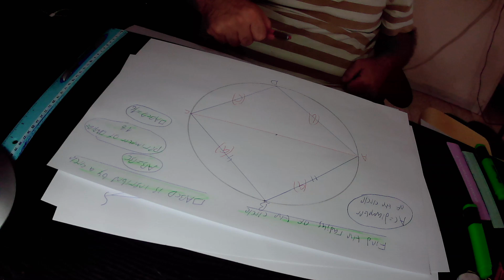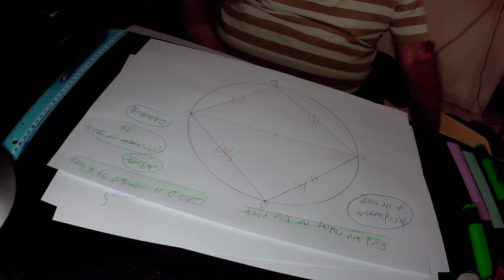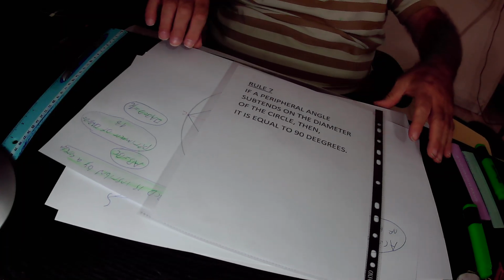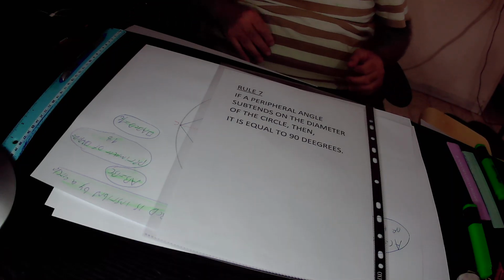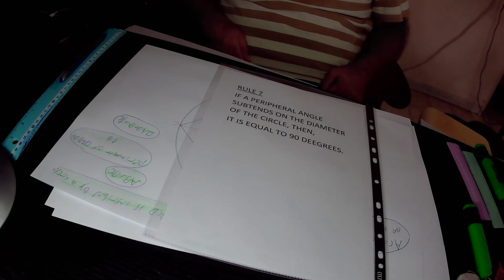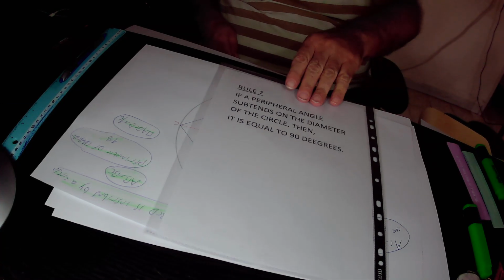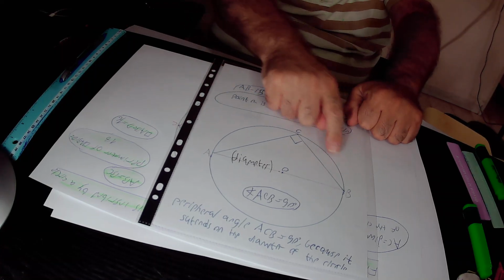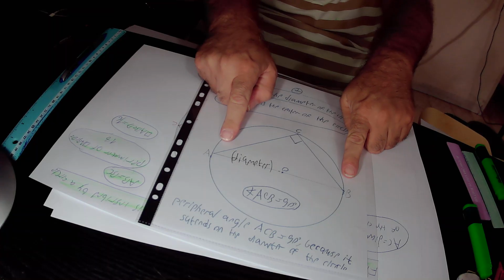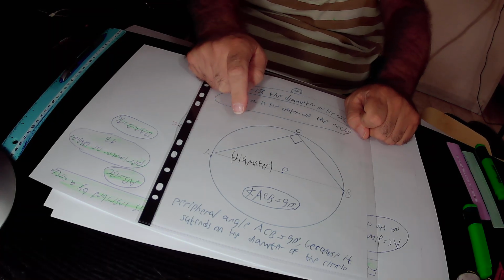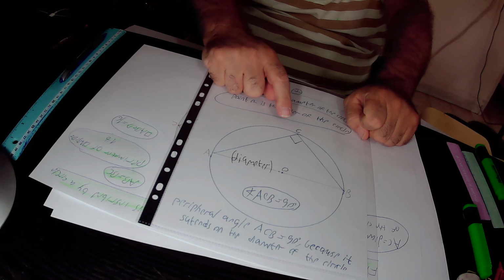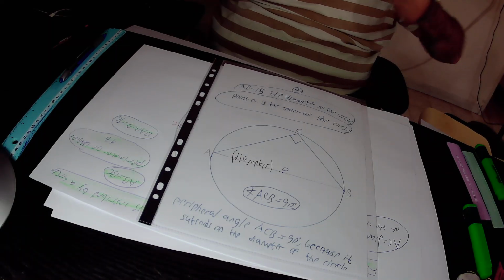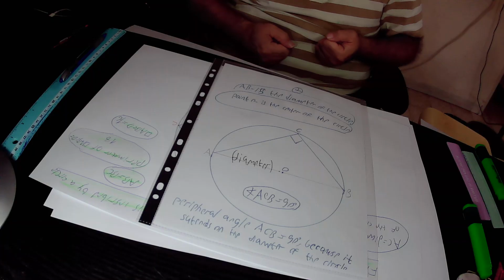So here we can implement rule 7 in our drawing. And please click on rule 7. According to rule 7, if a peripheral angle subtends on the diameter of the circle, then it is equal to 90 degrees in its size. So in the drawing, we have a circle. This is peripheral angle ACB that subtends on chord AB. This is the diameter of the circle, and therefore, according to rule 7, peripheral angle ACB must be equal to 90 degrees in its size. So according to rule 7, any peripheral angle that subtends on the diameter of the circle must be equal to 90 degrees in its size.